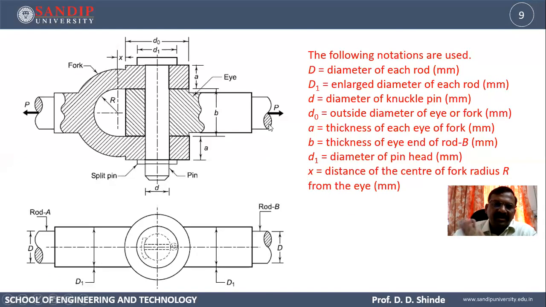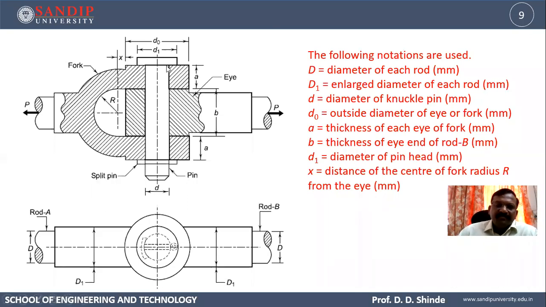We take it equivalent to the diameter of the rod, and then we just check it for shear failure, crushing failure, or bending failure. And then D1 is the diameter of the collar of the pin. D0 is the outside diameter of the eye or fork. So these are the nomenclatures.